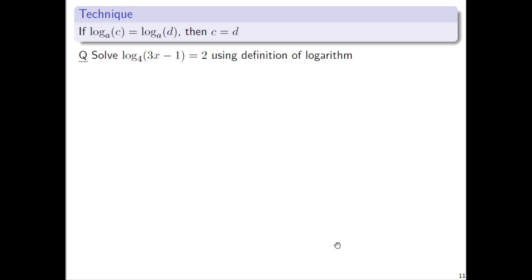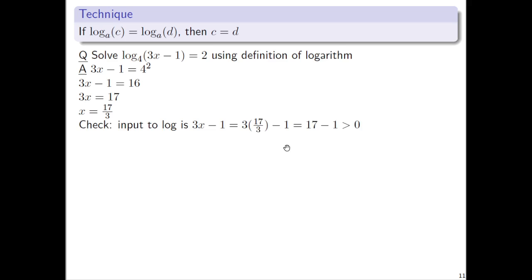Now, we have log base 4 of 3x minus 1 equals 2. That can't use the technique above, unfortunately. Right? So this technique doesn't apply, and so we instead have 3x minus 1 is equal to 4 to the 2 using the definition of logarithm. So simplify the right side as a 16, add 1 to both sides, divide both sides by 3. So you have x equals 17/3.